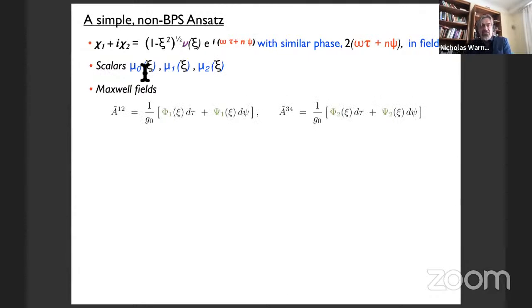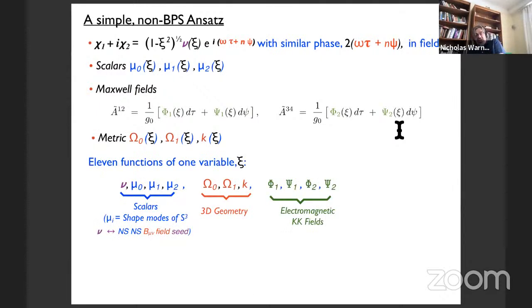The Maxwell fields, there are 4 more functions there. There's an electrostatic potential, a magnetostatic potential, and that's about it. And then the metric functions. So here are the 11 functions you've got to deal with: the 3 from geometry, 4 from Maxwell fields, and 4 scalars.